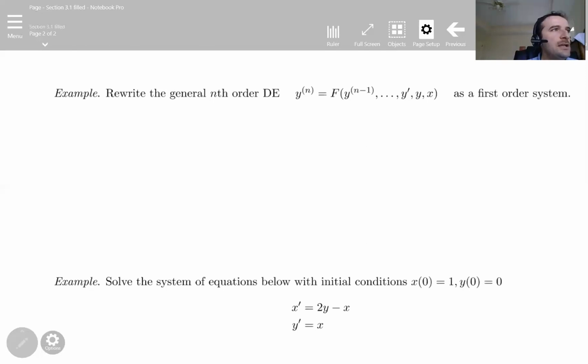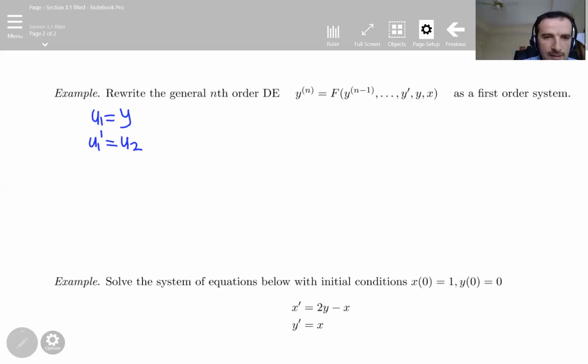Let's say u1 is equal to y. I'm just calling u1 equal to y. So what is y prime? u1 prime. Let's say u1 prime is equal to u2, as I did in the previous example. Let's call the first derivative u2.